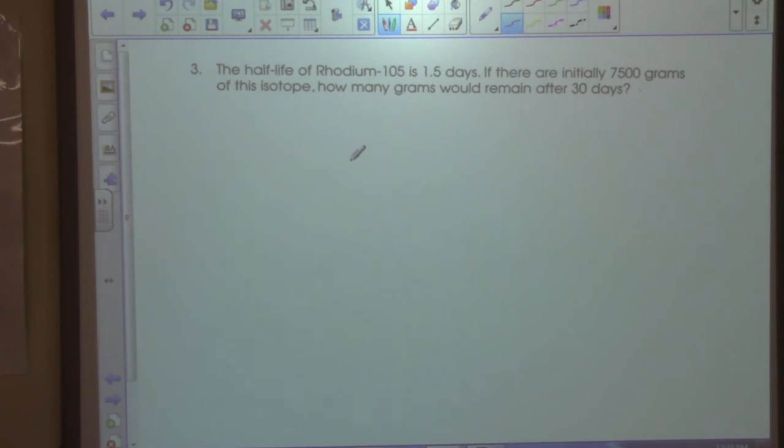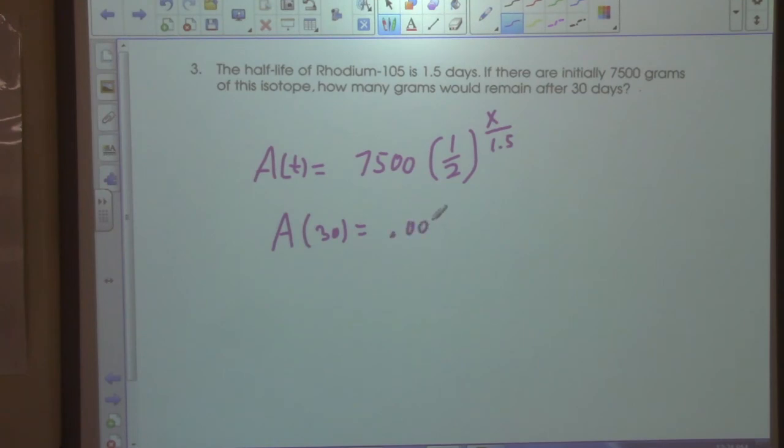The equation we're going to get is 7,500 times 1/2 to the power of x over 1.5. And then the amount that you'll have remaining after 30 days is going to be 0.00715. So A of 30 is going to be, what did you say it was? 0.00715. Does that look right? Yeah, I think it really does, because this is going to end up being to the 15th power, which is really going to make this divide a lot. That's 0.00715 grams, all right? Okay.